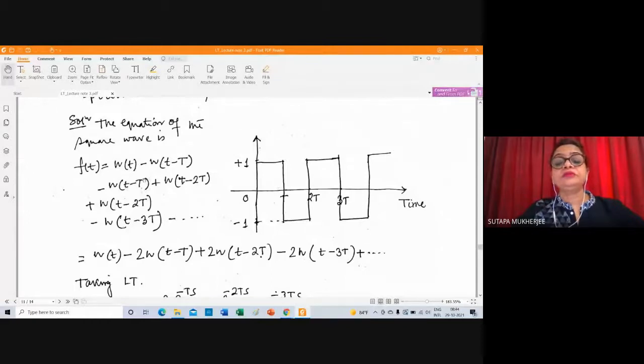Similarly, ut minus 2t, again ut minus 2t, both. Again it starts from exactly ut minus 3t, ut minus 3t.